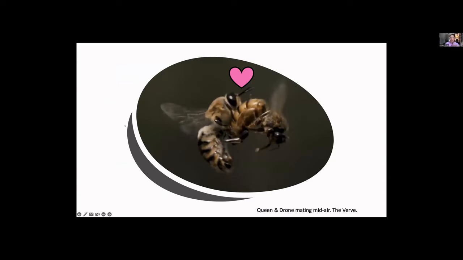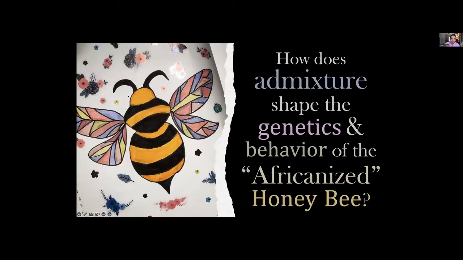And as we all know, honeybees like to mix and mingle across subspecies. So they're a perfect study system to study admixture and how admixture shapes genetics and behavior. And I was particularly interested in the Africanized honeybee.